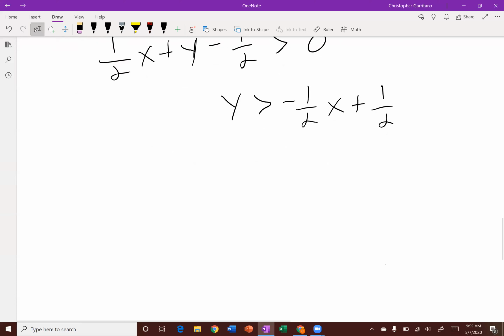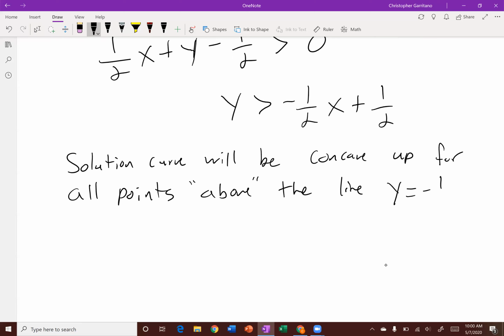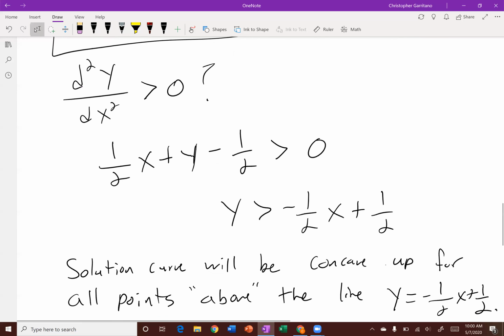So your answer can be written in the following way. Solution curves will be concave up for all points above the line y equals negative 1/2 x plus 1/2. All right, and that is the answer to the question.